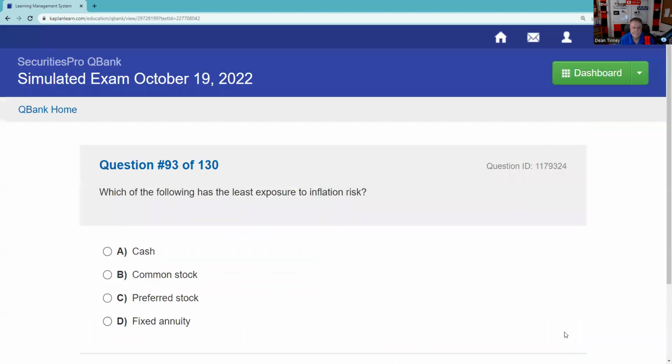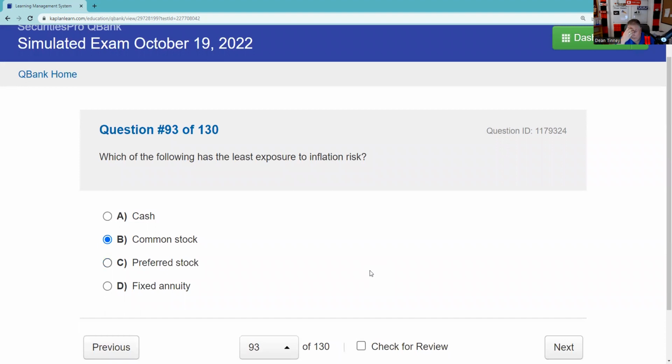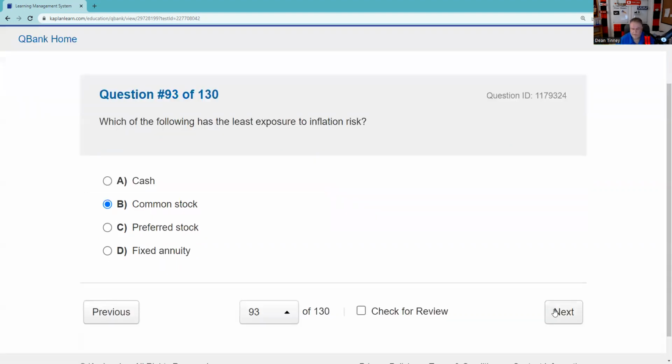Which of the following has the least exposure to inflationary risk? You should know our best hedge is common stock historically, not over the short term, but over the longer term. I would also know TIPS. They don't beat inflation, but Treasury Inflation-Protected Securities will keep pace with inflation. So that's very much a test question, very much a test question.